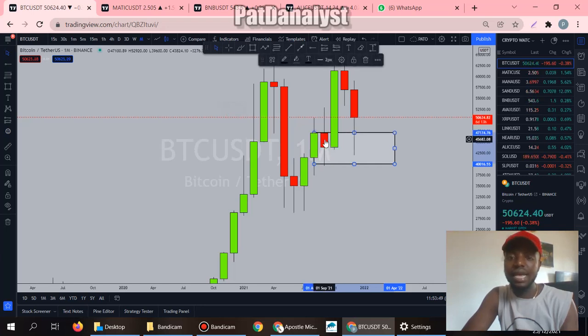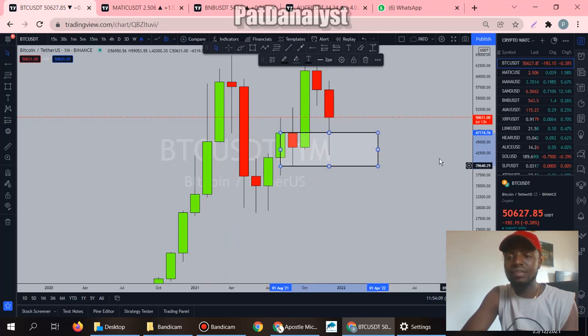This red candle here shows the pullback that happened in the market just before the market was able to break that particular structure that I showed you from the weekly. So the market has come back now and tapped into this demand zone, which is the body of this candle. So you draw just the body of this candle to the down wick like this. So the market has tapped into it.